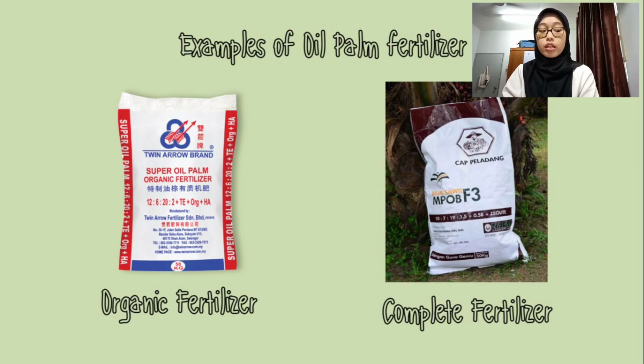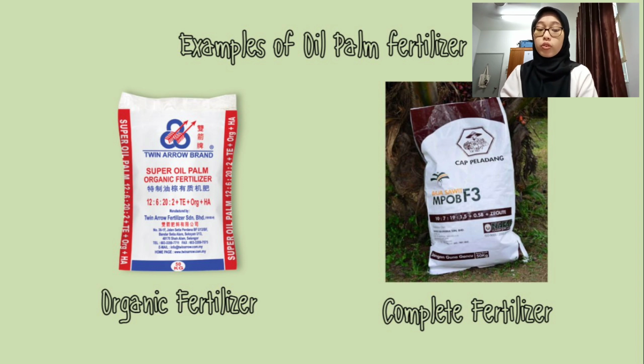So these are some examples of fertilizer used for oil palm. The first fertilizer is organic fertilizer. This fertilizer is specific in restoring soil fertility and retaining soil moisture. For the nutrient content we have here 12 for nitrogen, 6 for phosphorus, 20 for potassium, and 2 for magnesium.